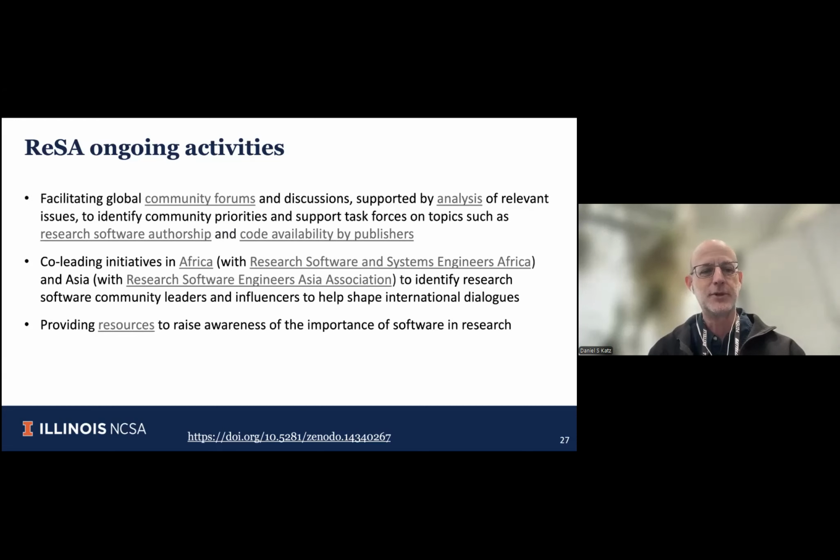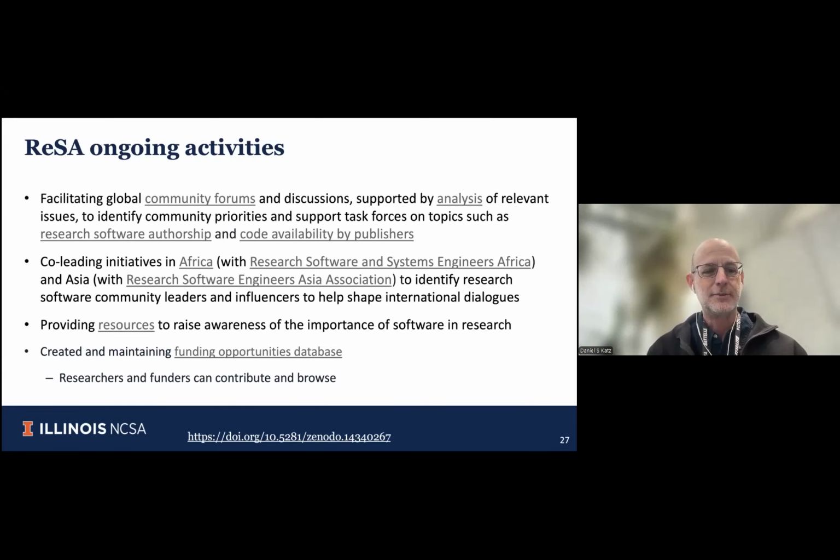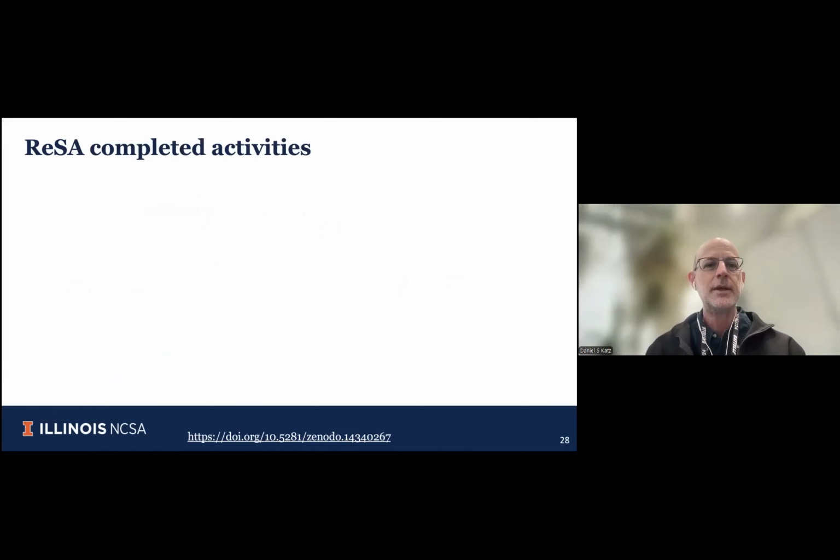We're providing some resources to help raise the awareness of the importance of software and research in general. And we have created and are maintaining a funding opportunities database where researchers and funders can contribute and browse. And so this is anything related to research software and funding, again, whether it's national or philanthropic or global or anything else.